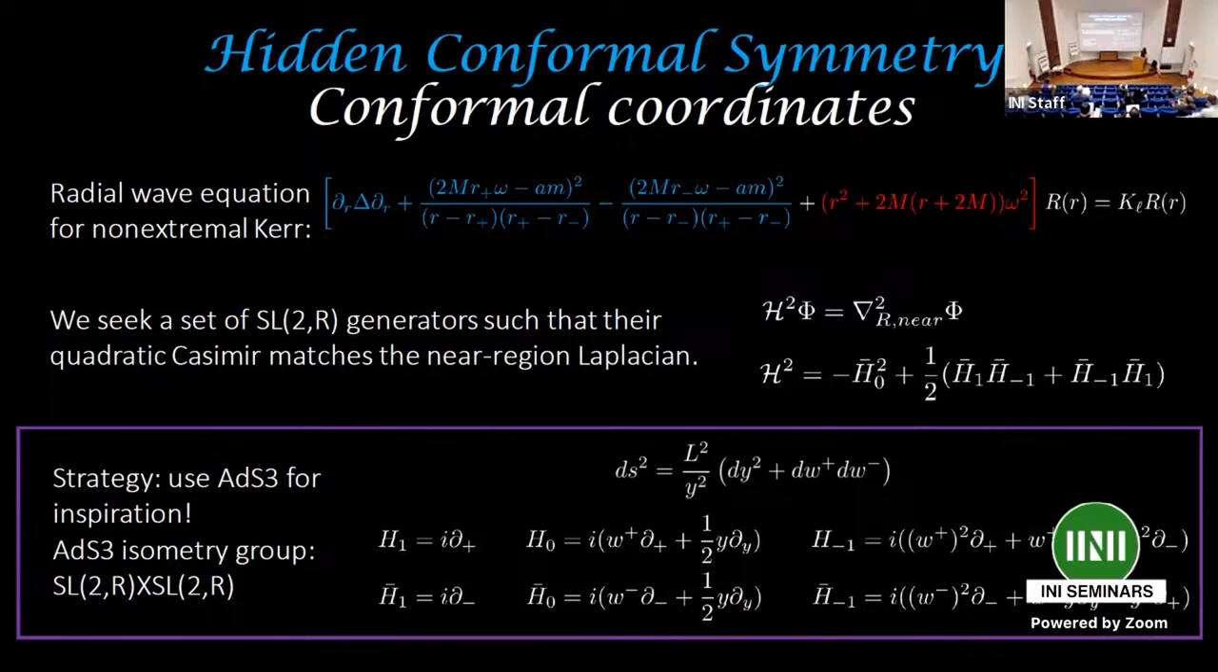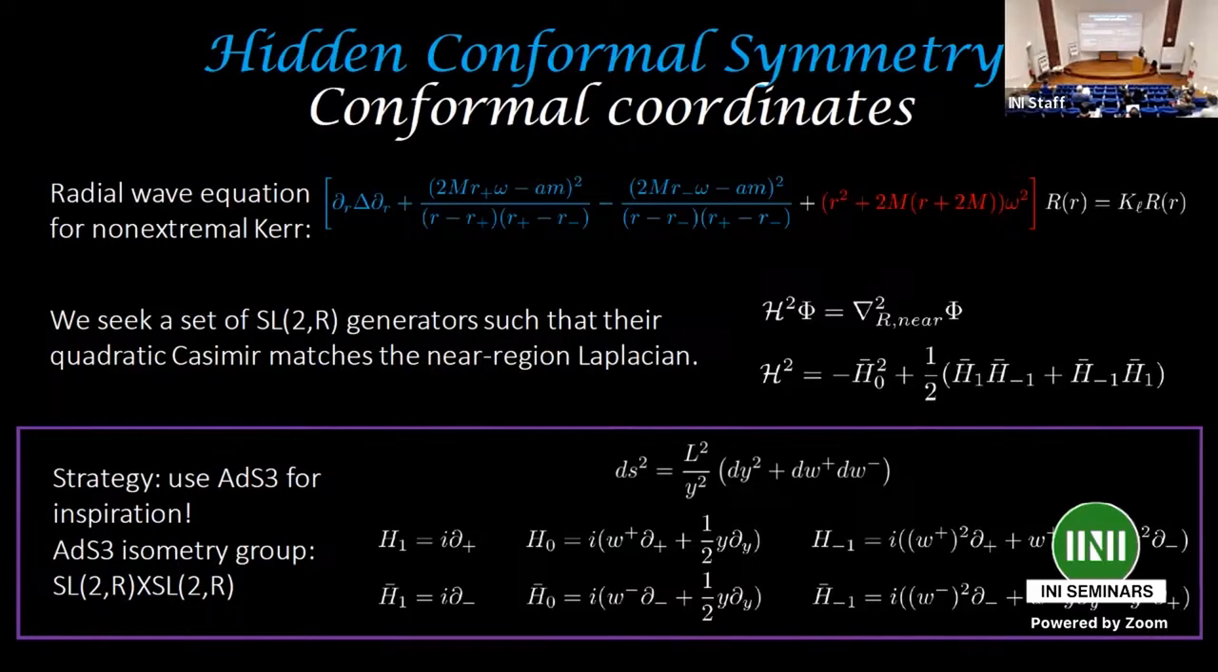But the idea is we seek a set of SL2R generators such that their quadratic Casimir matches the near horizon Laplacian. Like I said, this is the SL2R quadratic Casimir. And how do we find such generators? Our strategy is we're going to use some inspiration from AdS3, okay?